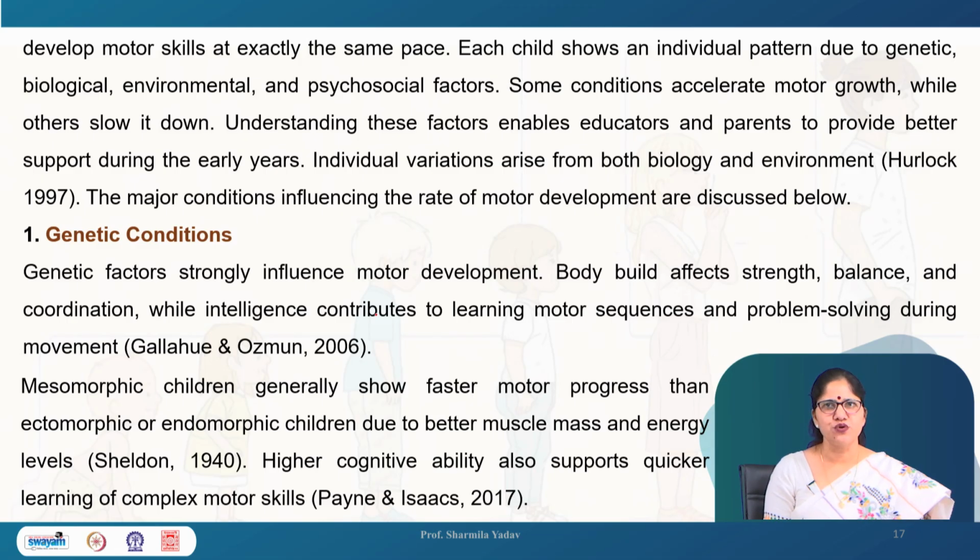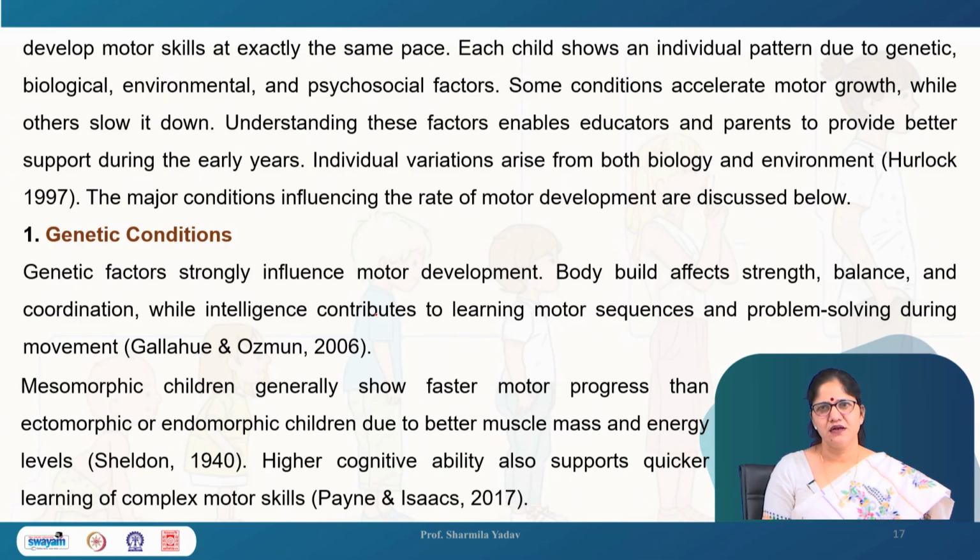Each child shows an individual pattern due to genetic, biological, environmental, and psychosocial factors. Some conditions accelerate the motor growth while others slow it down. Understanding these factors enables educators and parents to provide better support during early years.